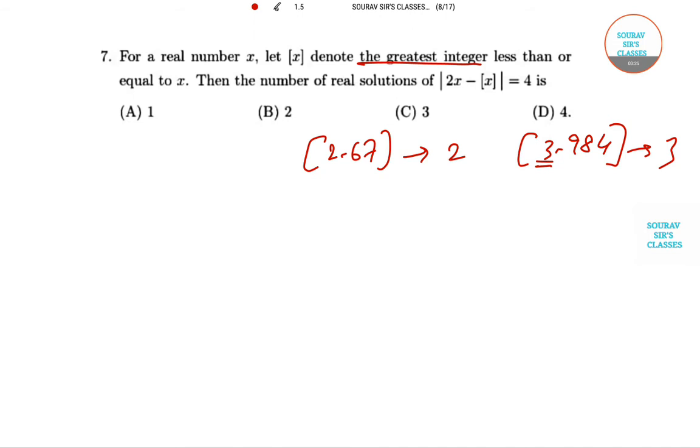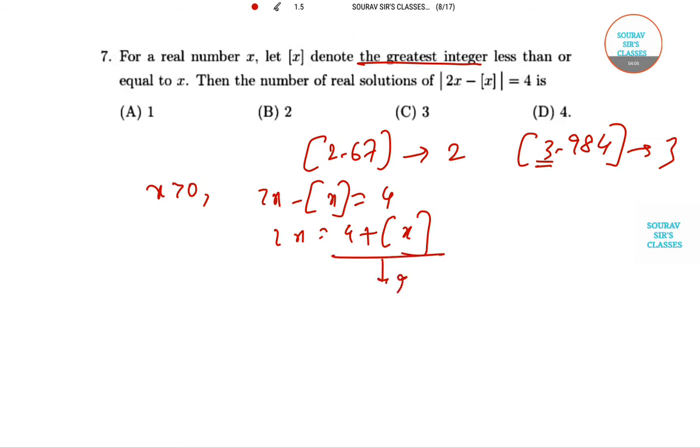Okay, so let's solve the problem here. The number of real solutions for the system. They have given x is real and [x], so x is greater than 0. For 2x minus this equal to 4, this is 2x equals 4 plus [x]. You can't write x over here directly. So the RHS is an integer as [x] is an integer. So this part is an integer. So either x is an odd number divided by 2, or an integer.